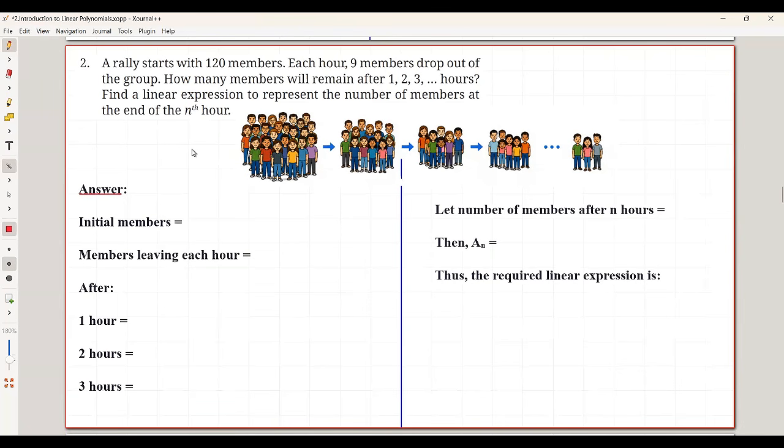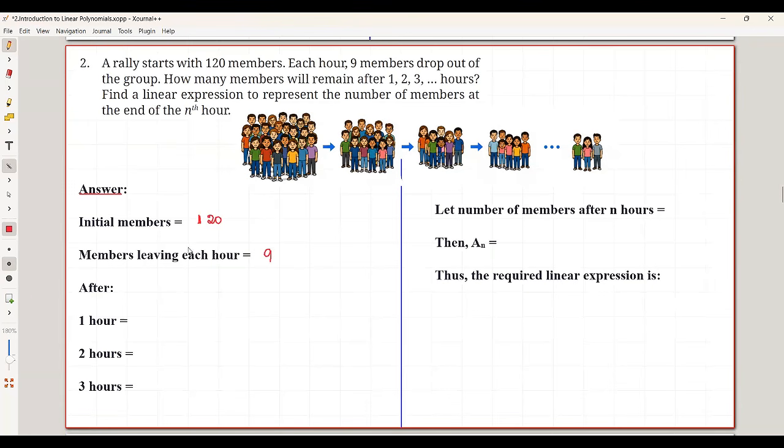Initially we have 120 members. Members leaving each hour: 9 members are leaving. In each hour, 9 members drop out, which means they are leaving the group.